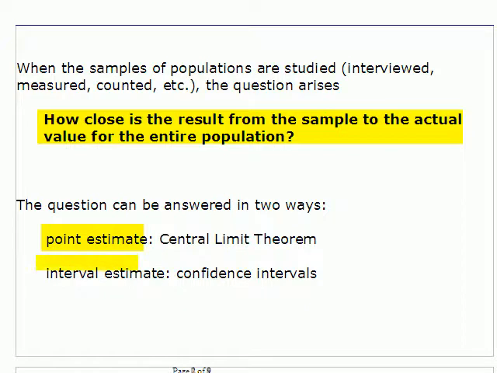The other is to give an interval called a confidence interval and a confidence level associated with it. With this, for example, you would say I am 95% certain that the mean for the general population falls between 2 and 4. That's an interval estimate.